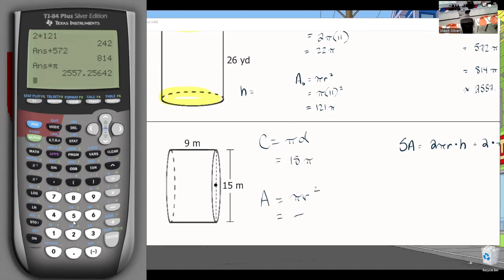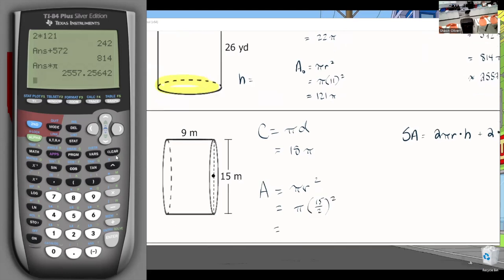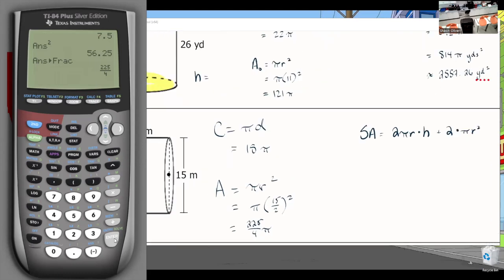Pi r squared, so we're going 15 over 2 squared. I like fractions. I know you guys love fractions. Well, that's okay. Got to keep the fraction game going. Hey, 15 over 2, I know you guys know it's 7.5. We're going to square it. And because we like fractions, we hit math frac. Hopefully this old calculator can do this. 225 over 4. Okay, fractions are your friends. Be nice to them.